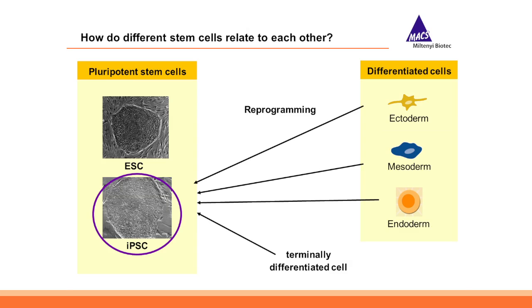For a long time, it was thought that this is a one-way road, where you could just move forward into a more differentiated stage. However, especially with direct reprogramming done in the Yamanaka lab, which I will explain to you later on in more detail, it became clear that you can go back from a differentiated cell into a pluripotent stem cell stage. This process forms the so-called induced pluripotent stem cells, here abbreviated by iPSCs.